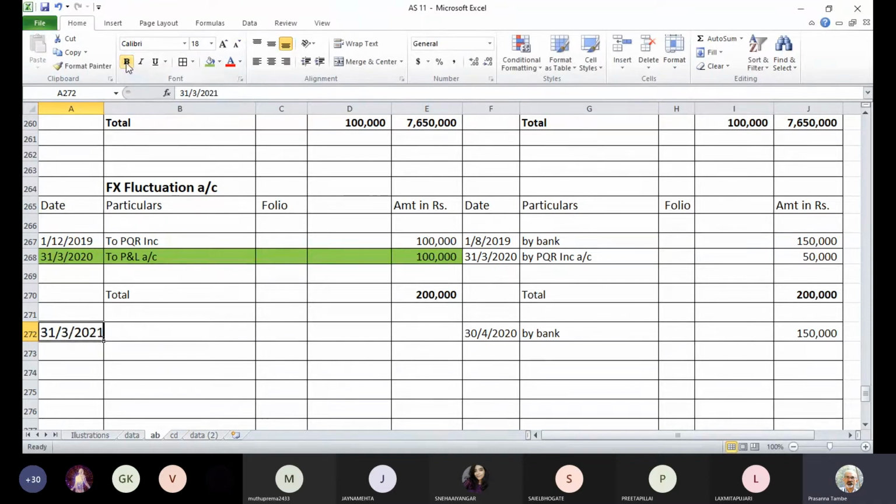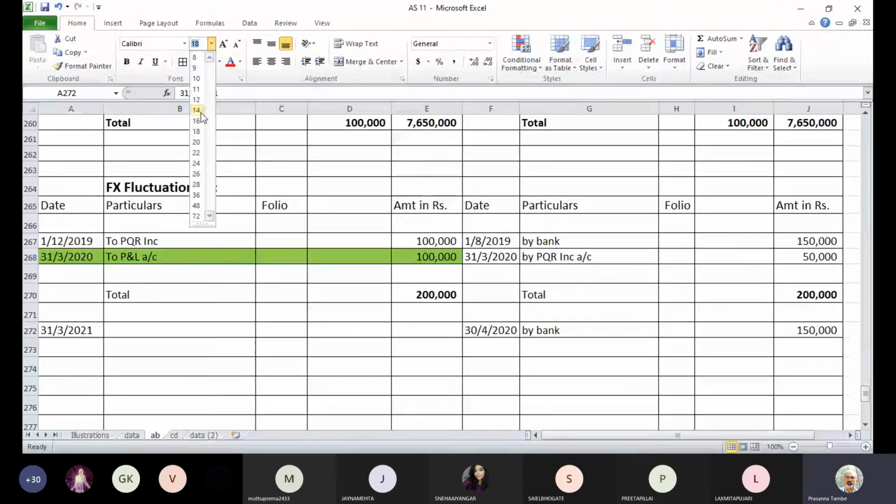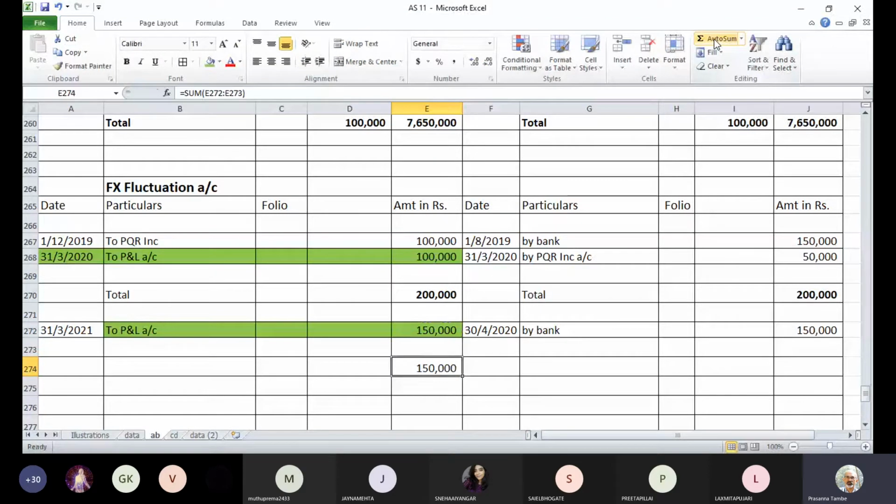We will close the account by transferring the balance to profit and loss account. Okay. So to P&L account, this gain of 150,000 stands transferred to profit and loss account towards the end of the second year. Okay, and this account is also closed automatically once you transfer this amount to profit and loss account.